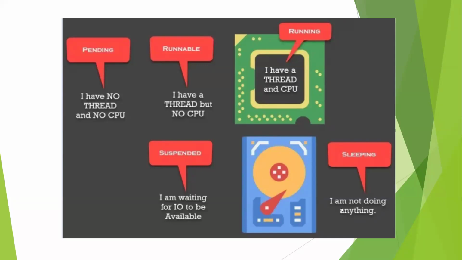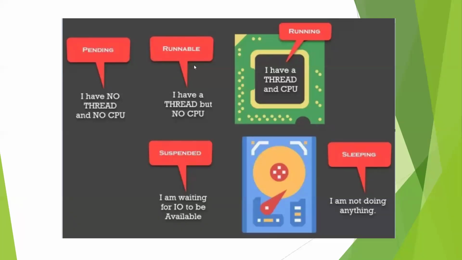If I'm not doing anything, the thread has come out of the CPU and is not doing anything, then this is sleeping, right? So the thread is in the sleeping state if it is not doing anything. Suspended means the thread is currently waiting for some resources. I am waiting for an IO to be available. This is just high level, but it is waiting for some resource to be available. It can be anything, right?